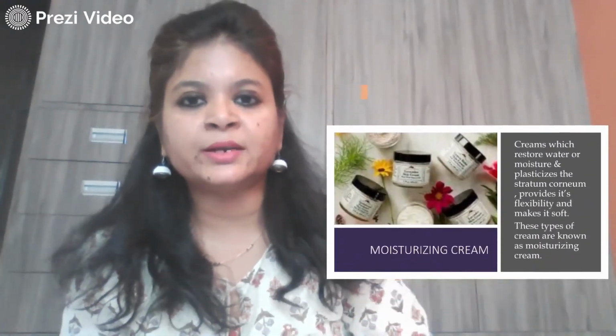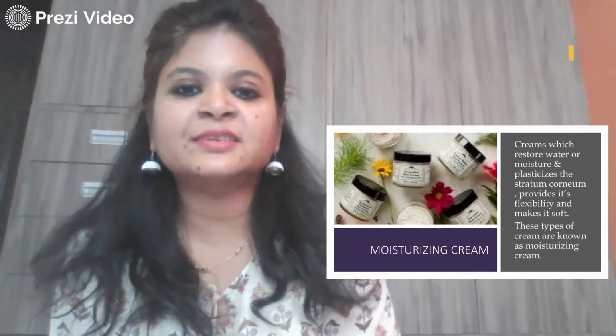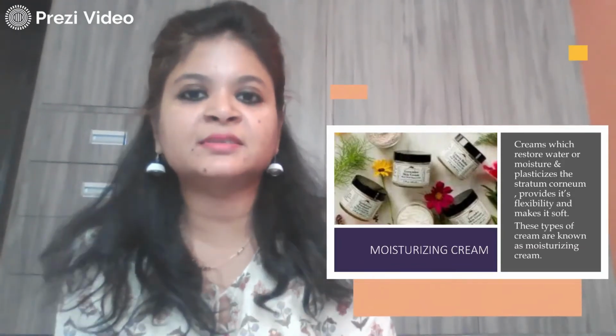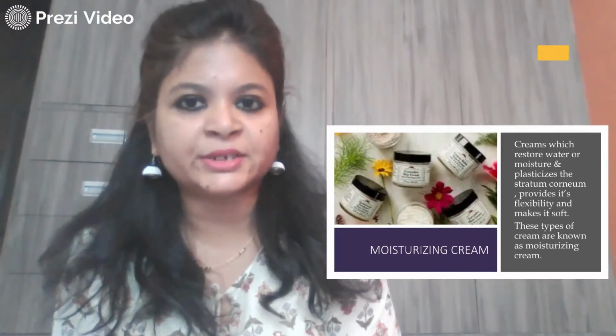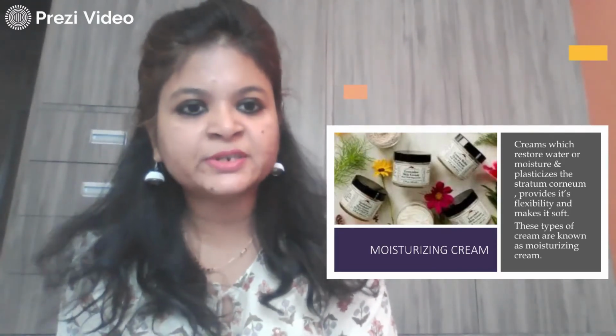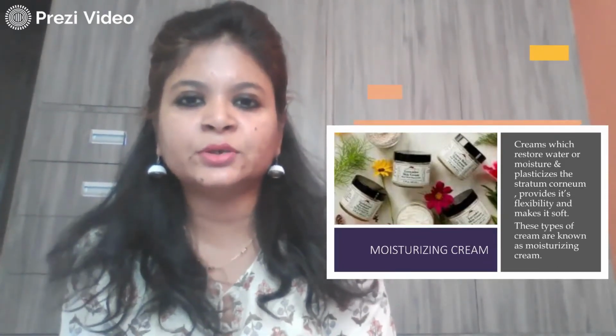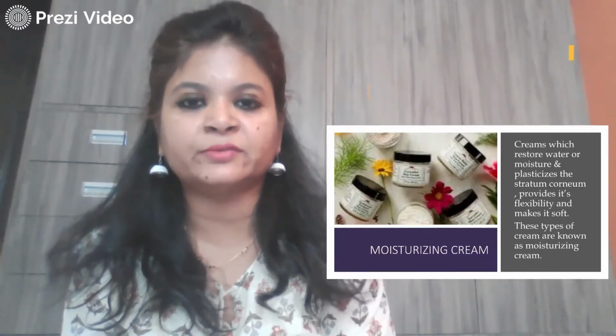Now let us try to understand the different kinds of creams. In this session, I am going to discuss 3 types of creams. First is the moisturizing cream, second is the vanishing cream, and third is the cold cream. So let us discuss them one by one. First is the moisturizing cream. As I have discussed earlier, moisturizing creams are used to increase the hydration level of the skin.